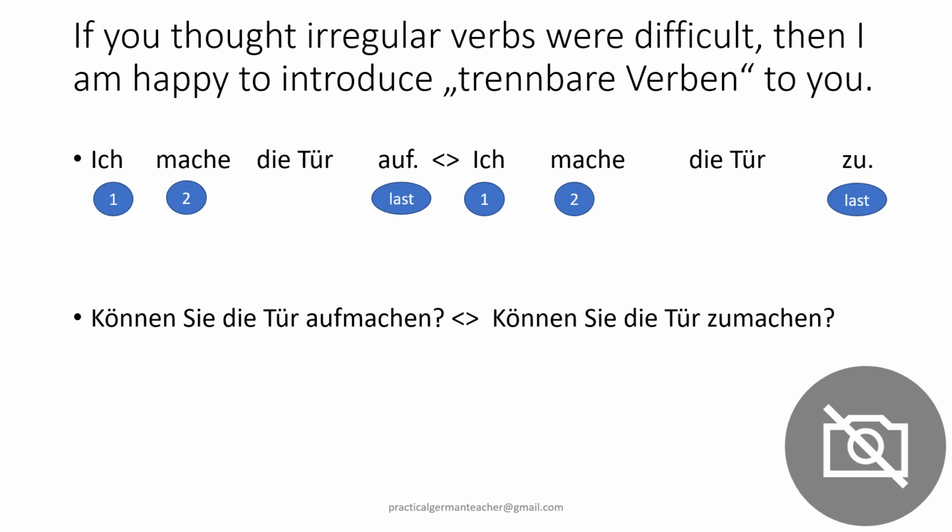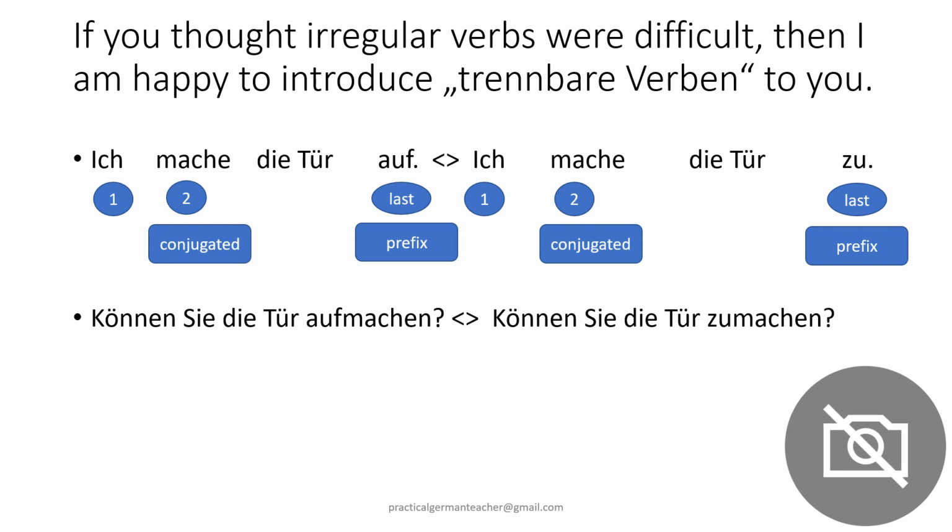Here, as you can see, the prefix of the verb is pushed to the last position, just before full stop. The verb without prefix is at the second position, and it has been conjugated for the personal pronoun ich. The subject ich is here at the first position. The slide is presenting what I just said.